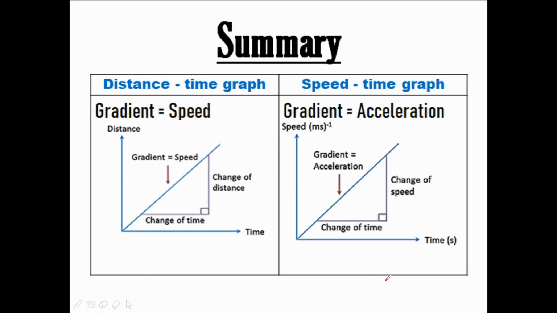Okay, so this is a summary. We have learned two types of graph: distance against time graph and speed against time graph. First, for a distance against time graph, if we find the gradient, then the gradient will be speed, because change of distance over change of time, distance over time, is speed, with the unit of meter per second. The second type is the speed against time graph. If we find the gradient, the gradient equals the acceleration, because change of speed over change of time equals acceleration, with the unit of meter per second squared, which is m/s^-2.